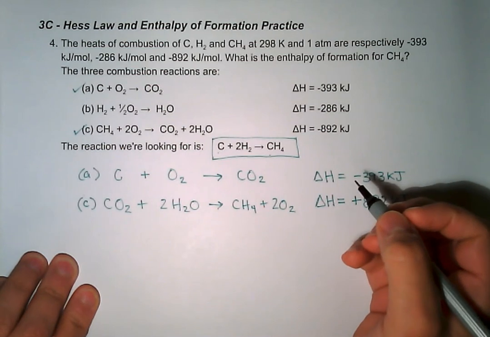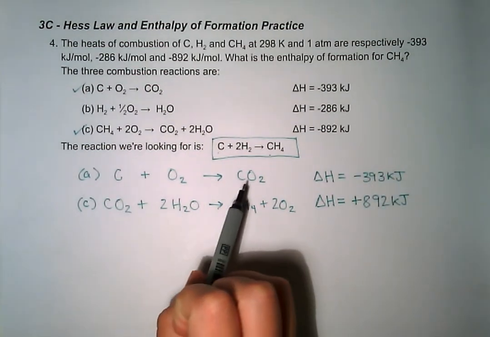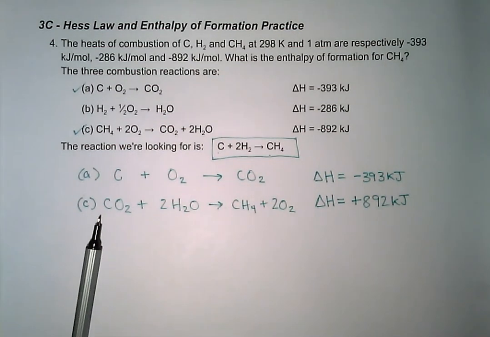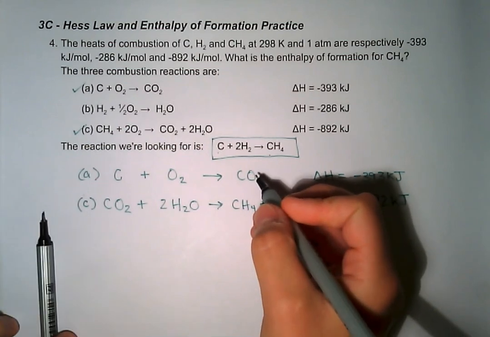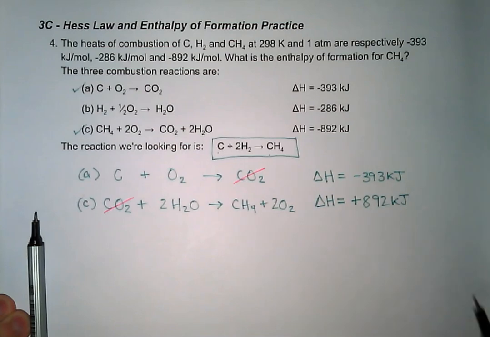So now I'm going to go ahead and cancel some things out. I notice that I have CO2 on both sides of my reaction. So if I have a CO2 on the reactant side and a CO2 on the product side, those are going to end up canceling out. So I'm going to go ahead and cross those out so I can look at what I have left here.